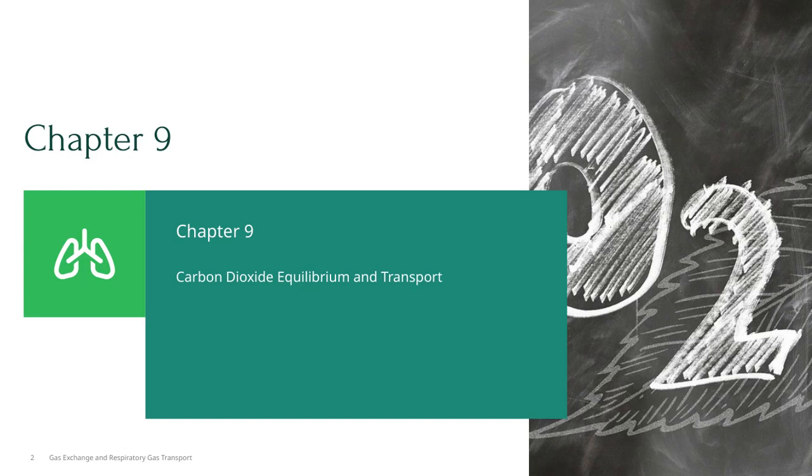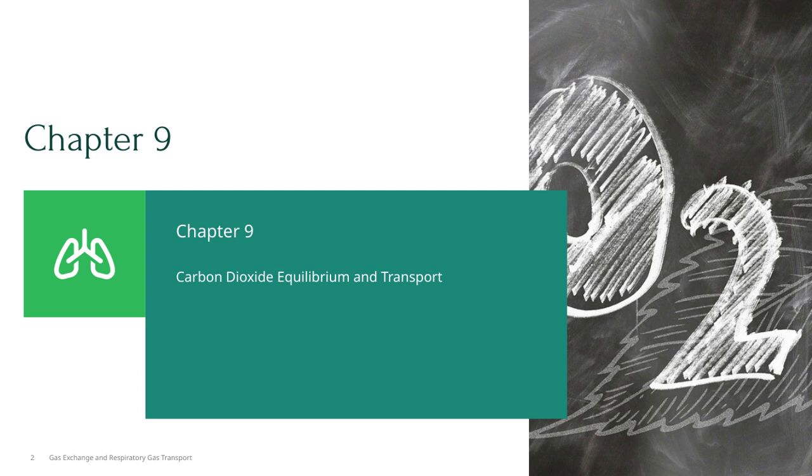Today, we're diving into Chapter 9, which focuses on carbon dioxide equilibrium and transport. This is a crucial part of understanding how our respiratory system works to maintain proper gas exchange. As blood picks up carbon dioxide from tissues, it doesn't just carry it back to the lungs randomly. Instead, CO2 exists in a dynamic equilibrium, meaning it balances between different forms in the blood. Most of it is transported as bicarbonate ions, which form through a series of reactions involving water and carbon dioxide. This process is vital because it helps regulate blood pH and ensures efficient removal of CO2.